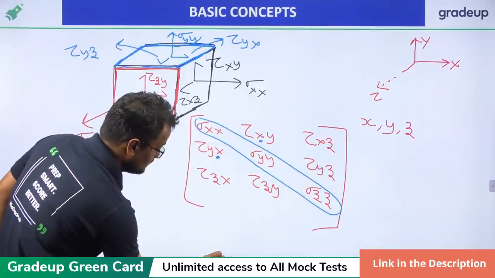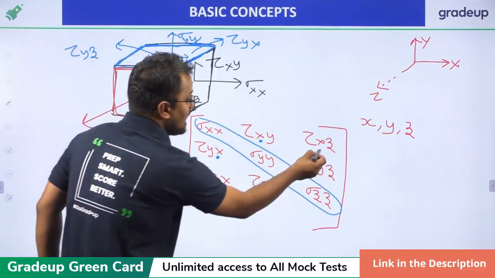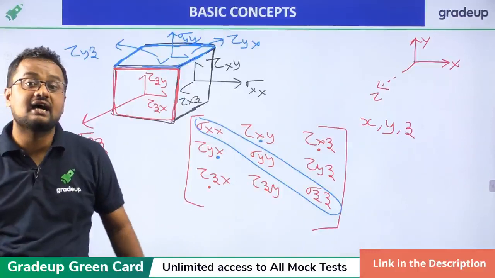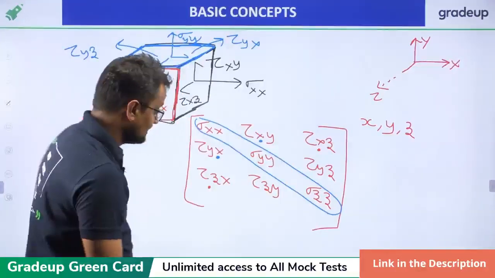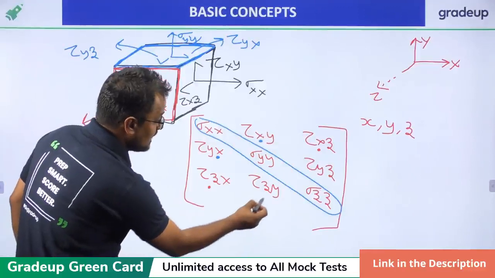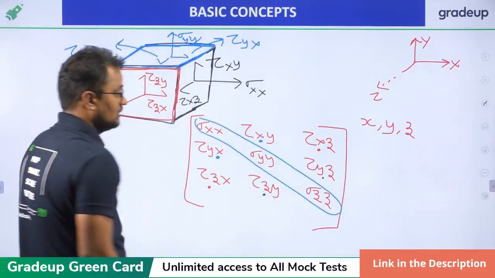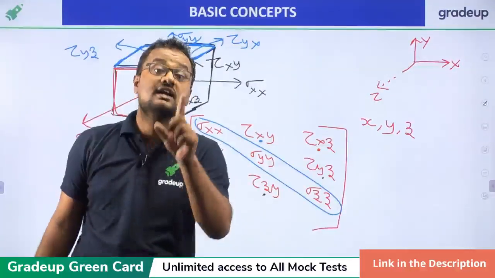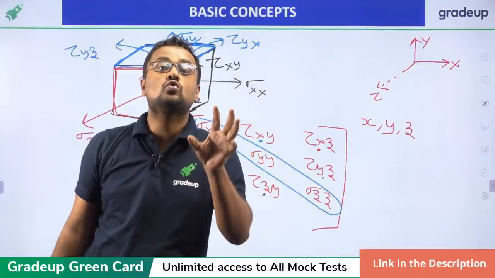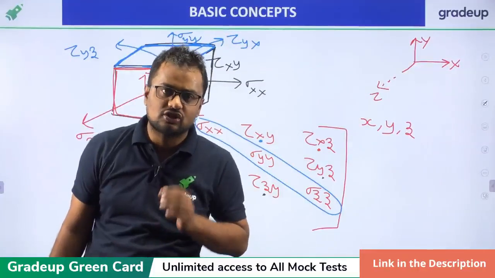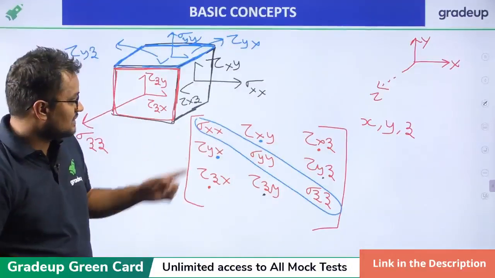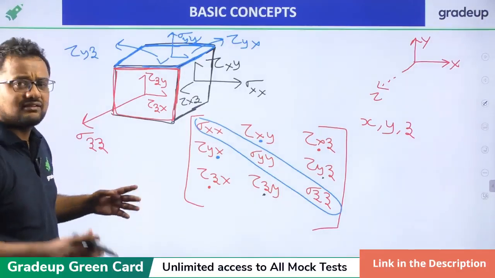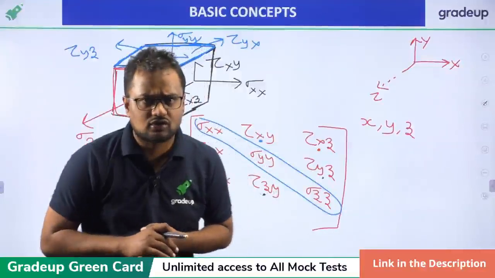Similarly, this tau zx and tau xz are equal. Why? Because tau zx and tau xz are in adjacent faces. Similarly, tau zy and tau yz are equal because they are in adjacent faces, and in adjacent faces stresses are equal due to moment equilibrium. So if anybody asks you in an exam why this stress matrix is symmetrical, this is symmetrical because of moment equilibrium.